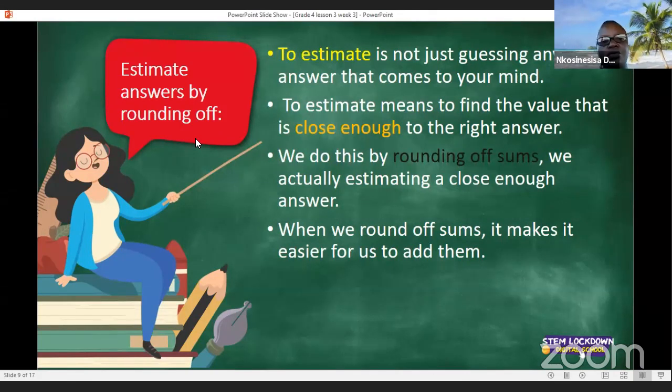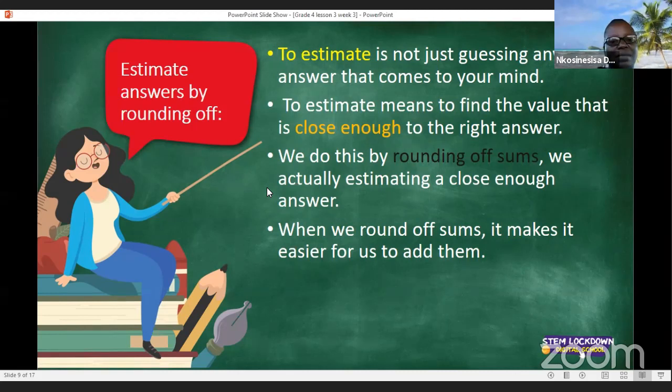So we're going to look at estimating by rounding off. But rounding off again, if you didn't master it, you'll see on the next activity, we're going to round off. So estimating, we need to round off. So you have to understand the rounding off. To estimate is not just guessing any answer that comes to your mind. To estimate means we have to find the value that is close enough to the right answer. So we do this by rounding off.